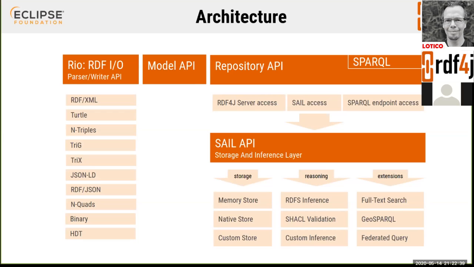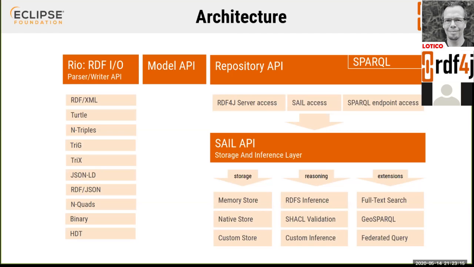So if we start on the left, Rio or RDF.io is the parser and writer API of RDF4J. It is completely streaming, which means it is very scalable and quite fast. It can do very strict validation for you if you want, but it can also be configured to be very forgiving if you need to work with very dirty data. And as you can see, there is a whole host of different syntax formats that we have specific parsers and writers for.